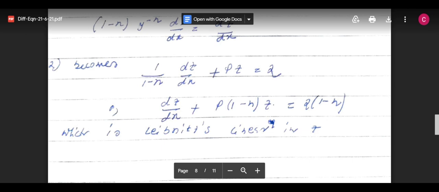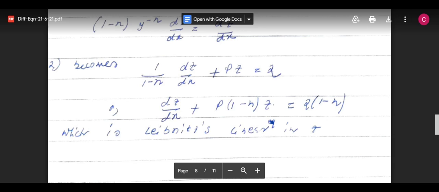Amol: Can you repeat from the step where we put y to the power 1 minus n equal to z? Yes. We are considering this substitution: y to the power 1 minus n, since we have p into y to the power 1 minus n. So we consider y to the power 1 minus n equal to z. If you differentiate this, what will happen?